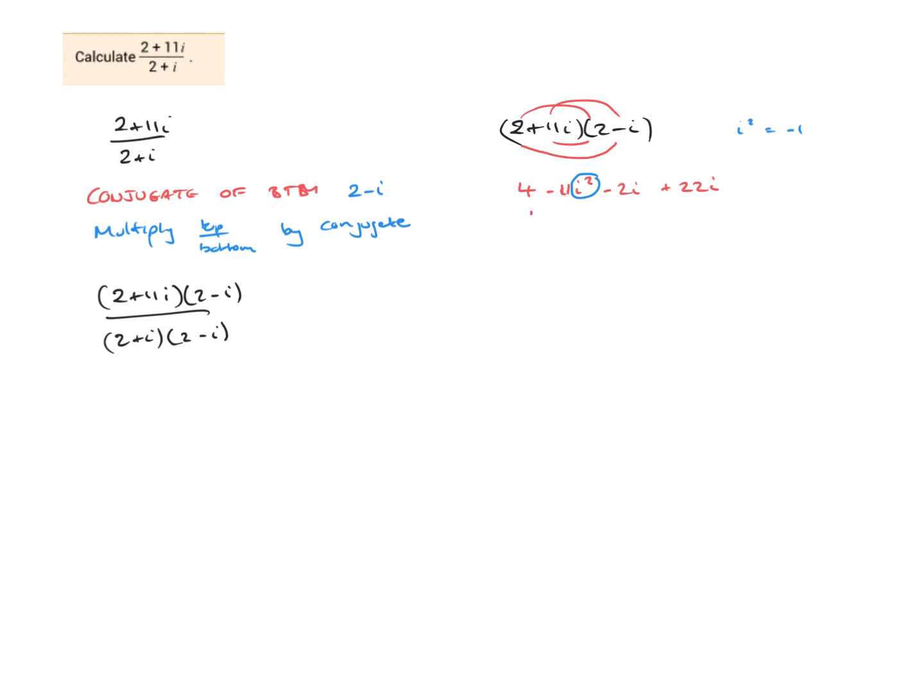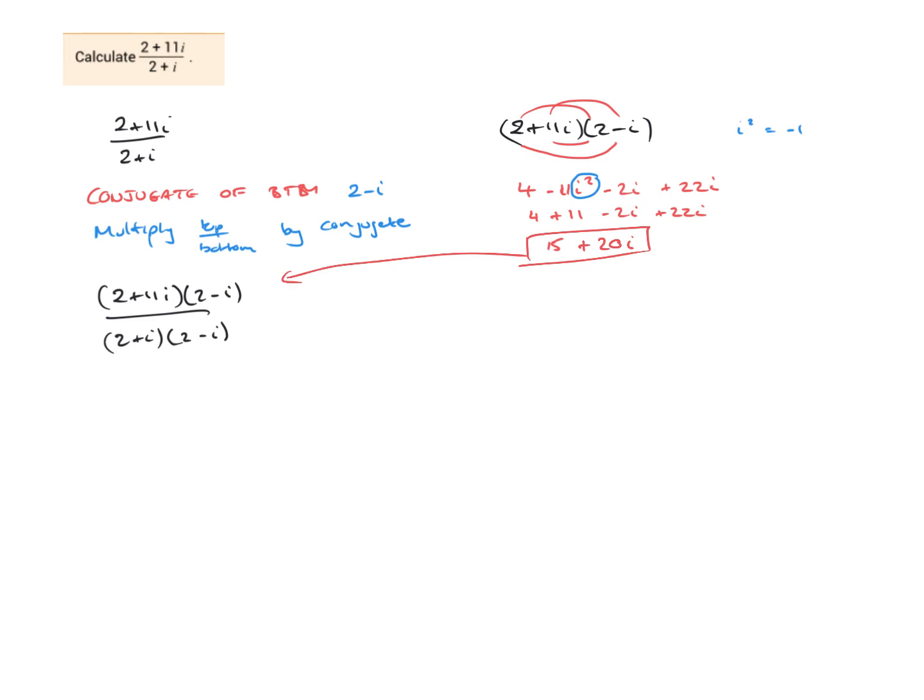So we now have 4 plus 11 minus 2i plus 22i, and we're going to collect everything together. So the reals, 4 plus 11, that's 15, minus 2i plus 22i is plus 20i, and we now have done the top. That's the top, that bit there. Okay, now I'm going to do the bottom.